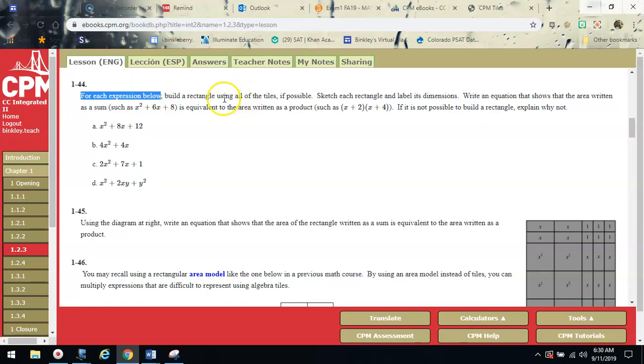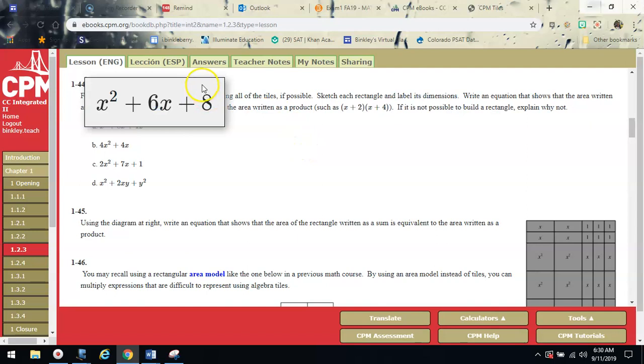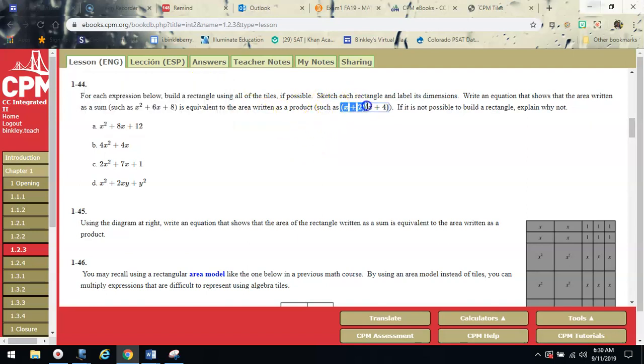Sketch that rectangle and label its dimensions. Okay, label its dimensions, that's the length times the width. Write an equation that shows that the area written as a sum is equivalent, right, because of all those addition signs, to the area written as a product. Oh, it didn't do it. Oh, it did do it, that's fine, cool. If it's not possible to build a rectangle, explain why not.